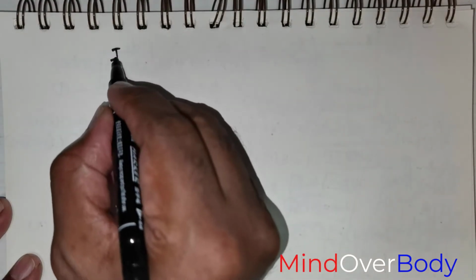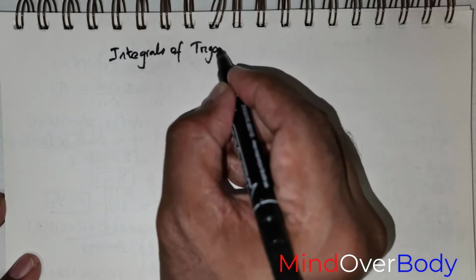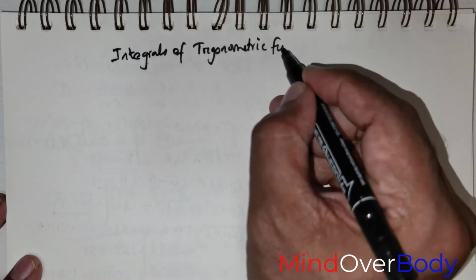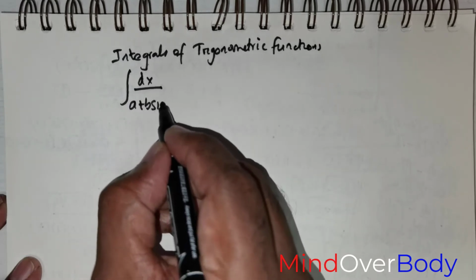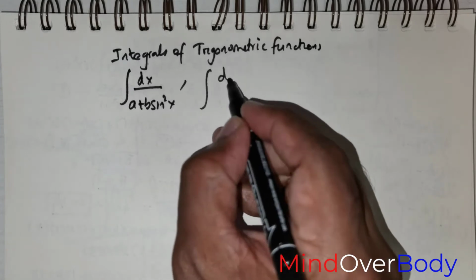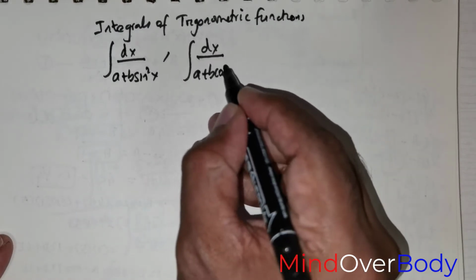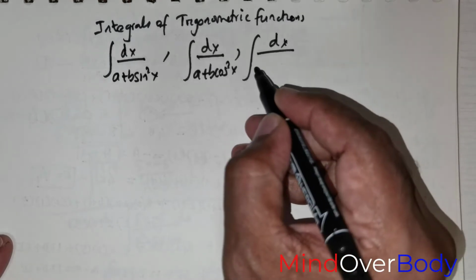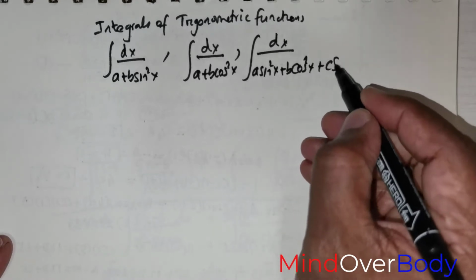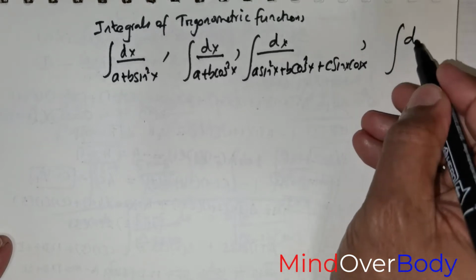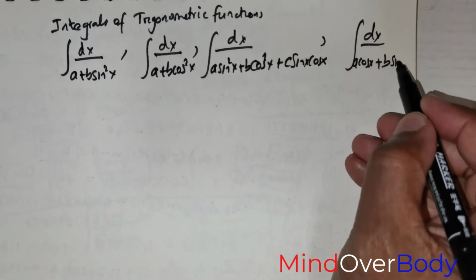Students, as I mentioned to you, in this class we will be dealing with integrals of trigonometric functions of the form integral dx over a plus b times sine squared x, integral dx over a plus b cos squared x, integral dx over a times sine squared x plus b times cos squared x plus c times sin x cos x, and integral of type dx over a times cos x plus b times sin x, the whole raised to the power of 2.